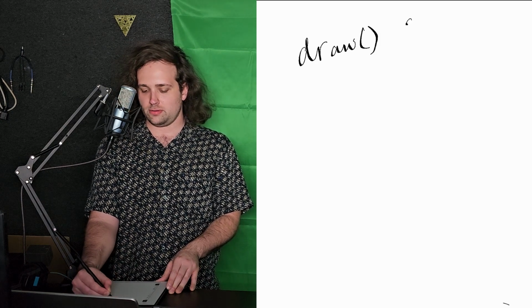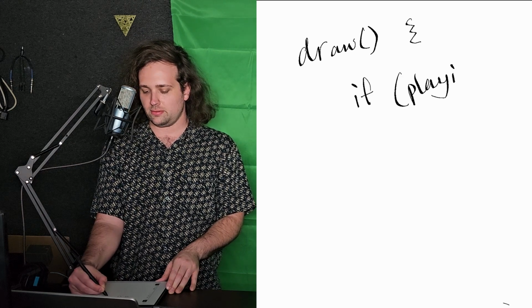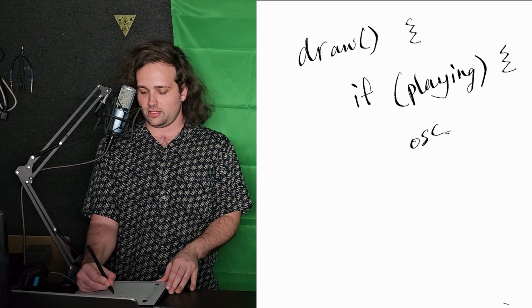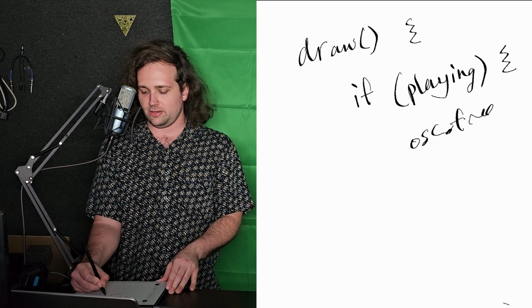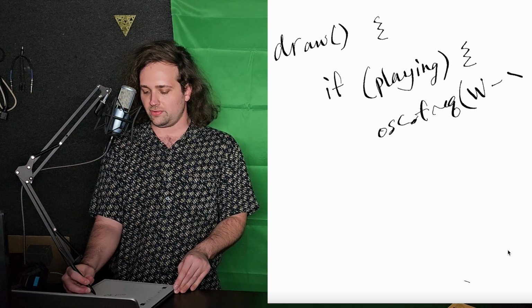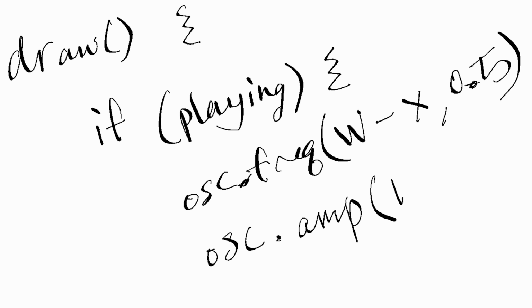So before, the way it was working was I had the draw function, and then if playing is true, then do oscillator dot set the frequency equal to this function of the x value of the first hand, and then oscillator dot amplitude. This was just set to a constant.